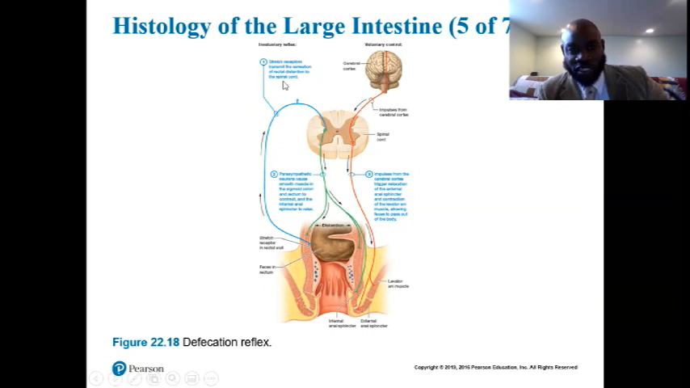Stretch receptors transmit sensation. Parasympathetic neurons cause smooth muscle in the sigmoid colon and rectum to contract. Impulses from the cerebral cortex trigger relaxation of the external anal sphincter. That's the part that's under your conscious control. Then there's contraction of the levator ani muscles, allowing feces to pass out of the body.